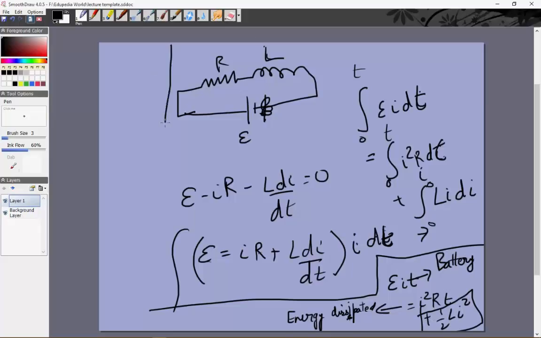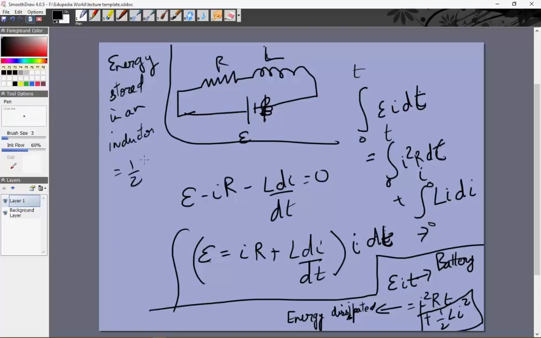So this is the final formula we have for this video. Energy stored in an inductor is equal to half Li square. Right. Just like the energy stored in the capacitor is equal to half CV square. Energy dissipated by a resistor is I square RT. Right. So this is the final formula.